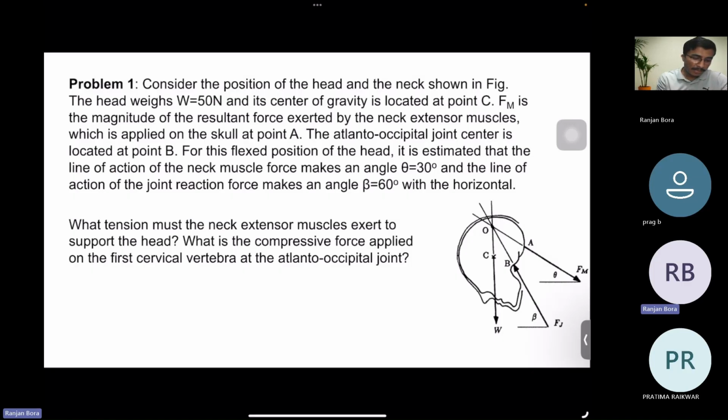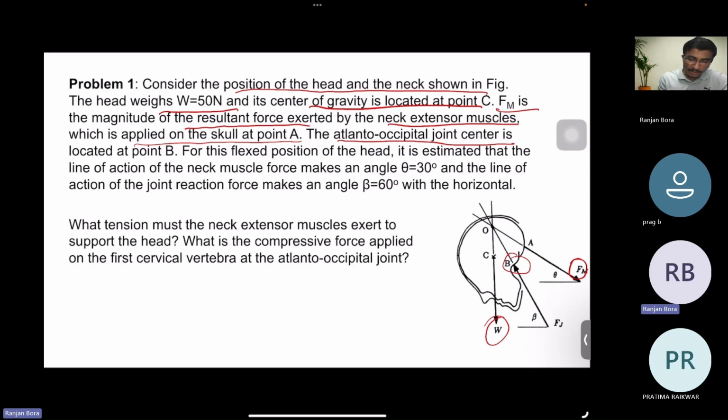Read the problem. It says the position of the head and neck is as shown in the figure. The head weighs 50 Newton and its center of gravity is located at point C. Fm is the magnitude of the resultant force exerted by the neck extensor muscles. Here is the Fm, and here is the weight of the head. The neck extensor muscle force is acting at point A, and there is one joint in our head, the atlanto-occipital joint. It is located at point B.